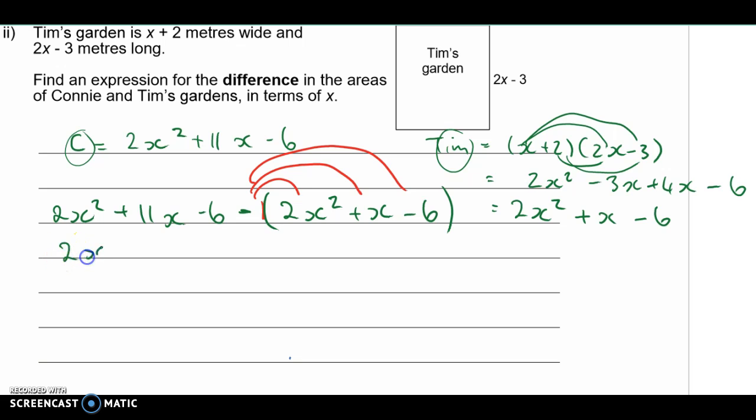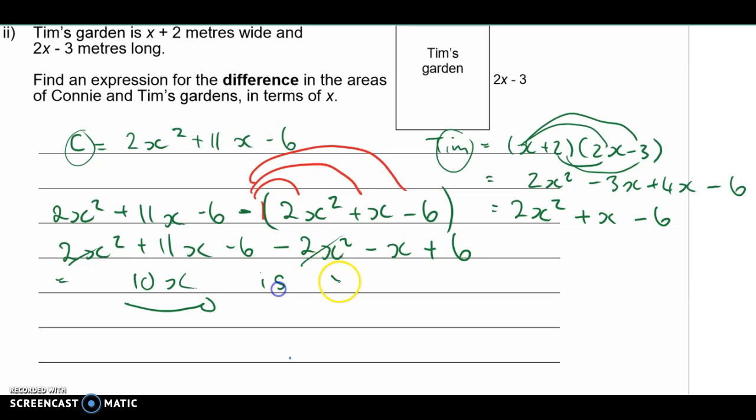And so I'll get 2x squared plus 11x minus 6 minus 2x squared minus x, and a negative times a negative is a positive 6 at the end. So now when I simplify, those are going to cancel. 11x minus x is 10x, and minus 6 plus 6 is 0. So the difference between their gardens is 10x, between Tim and Connie's garden area.